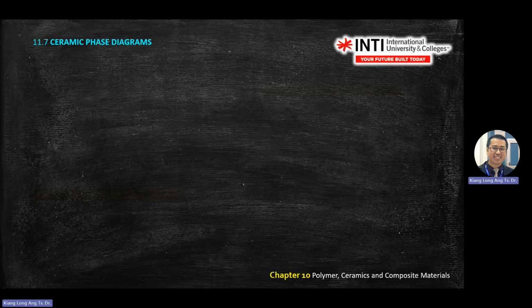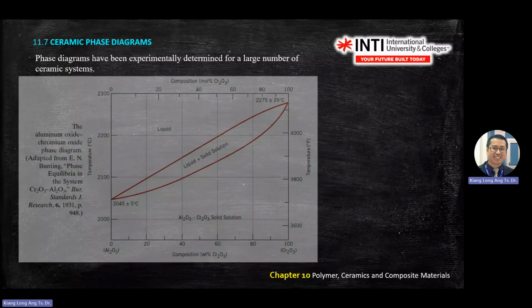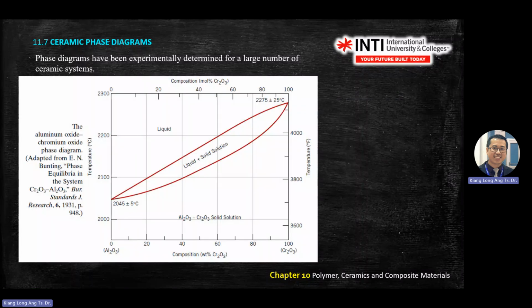Okay, we continue to look at what is the difference between the metal phase diagram and ceramic diagram. So the axes are still the same. The left-hand side axis is temperature. The x-axis will be the composition in weight percent. And then the phases are almost the same, like the example that we showed you in class. On the top is liquid, on the bottom is solid, in the middle is liquid plus solid solution.